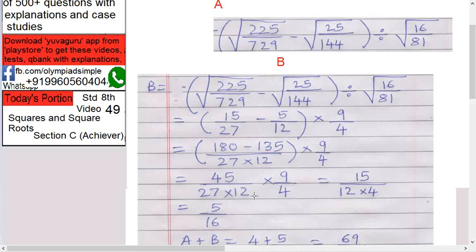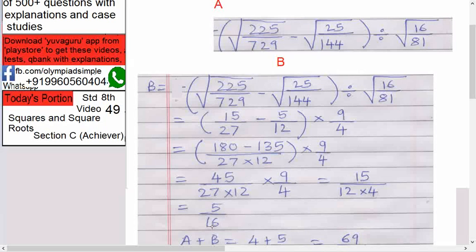45 and 12, it will again get cancelled 3 by 3. So final remains is 15 upon 12 into 4. So that is 15 upon 48. That is 5 upon 16. That is the final answer.